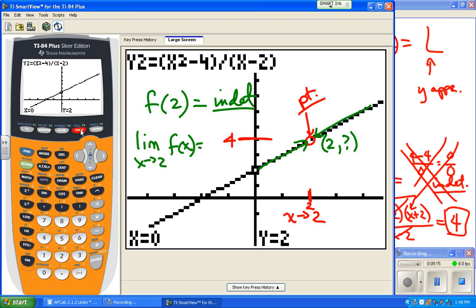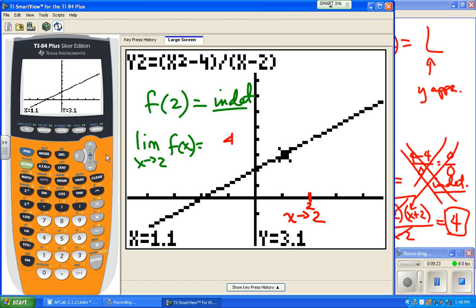Well, let's trace. Now notice what's going on with the x values. They're counting up by tenths. My y values are counting up also. Uh-oh, the y value disappeared. All right, let's go back. 3.9 for the y value.